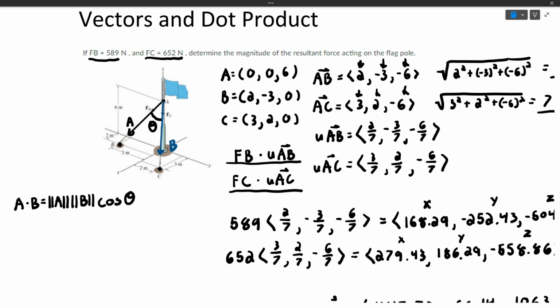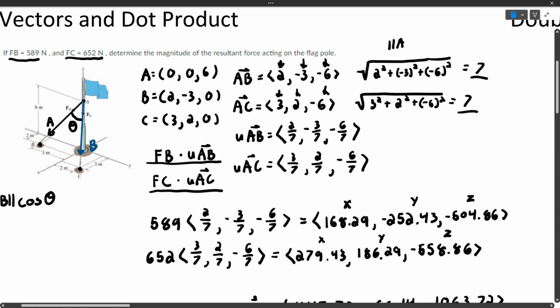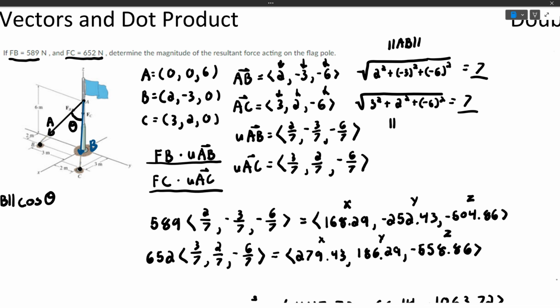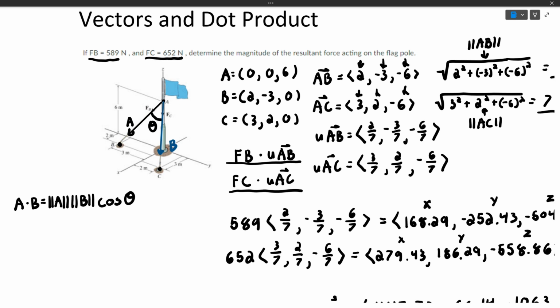times cosine of theta. Now, since we already did some calculations, we already have the magnitude of AB, which is this over here, and the magnitude of AC is this right here. So we already have those two, and we know each of them is 7. So all we have to do now is the dot product between A and B. Now the dot product is of this vector right here dotted with this vector right here. In order to do the dot product, all you have to do is multiply the x by the x plus the y times the y plus the z times the z.